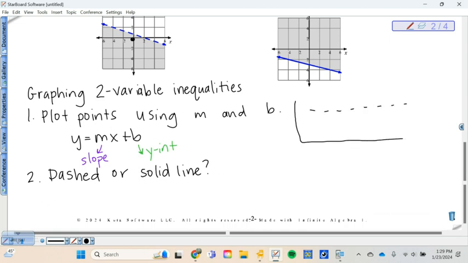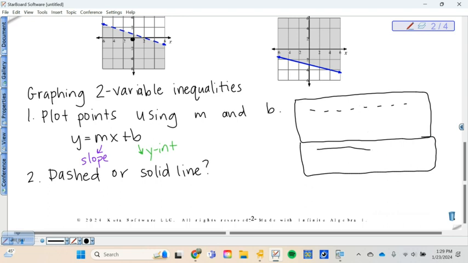What kind of inequalities use a dashed line? Less than or greater than. It's like the open circle. Solid line, we use less than or equal to or greater than or equal to. It's like the closed circle, right? This is dashed, solid.